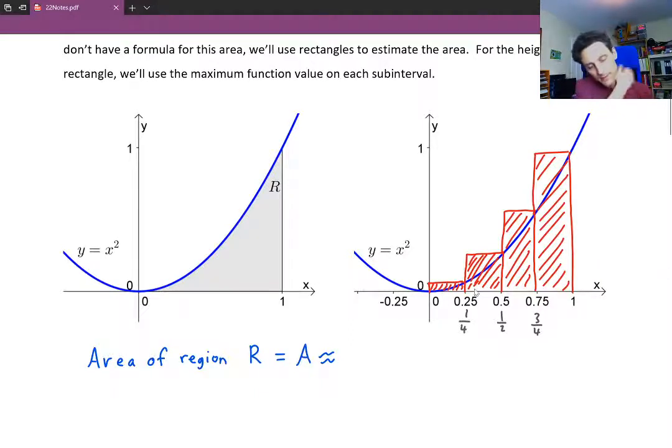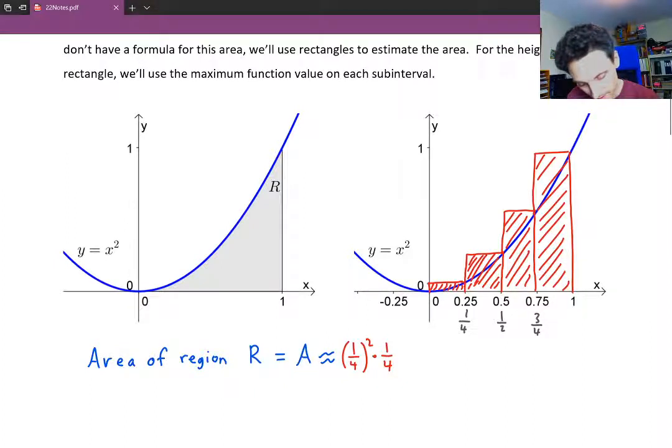Now, for that, let's look at the first rectangle. The height of that first rectangle is given by the function value at 1/4. Now, to get the function value, we just take the x value there at 1/4 and we square it, right? Take that x value, plug it into the function to get the y value. In this case, the function is just x squared. So we're going to have 1/4 squared. That's the height of that first rectangle. And then we're going to multiply that by the width of this rectangle, which is 1/4. Let me just label that first one.